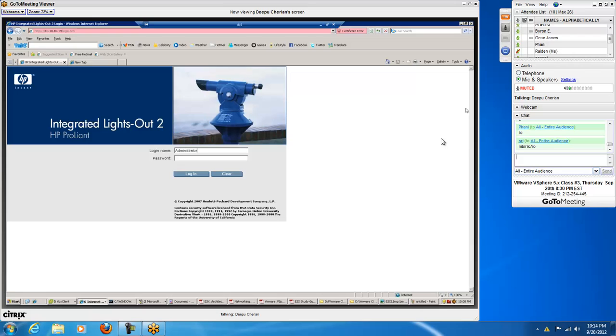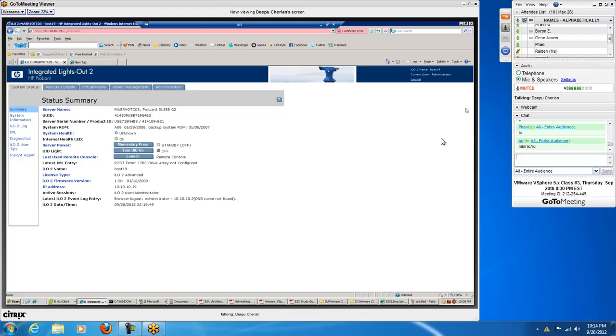Remember, the usernames are case sensitive. In this particular case, the capital A has to be capital A. If you type small administrator, it's not going to work. And the password is password. And you will get into the Integrated Lights Out properties.